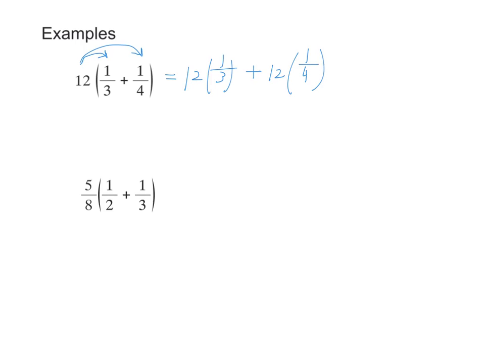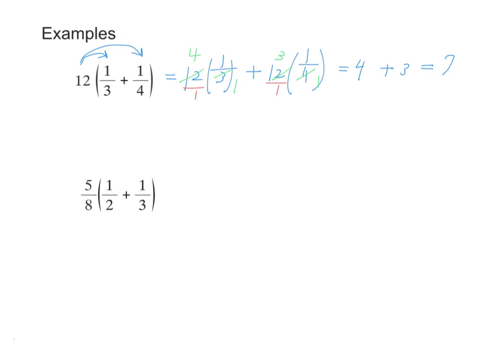Since 12 is technically a fraction, it's over 1, I can do some cancellation. Three goes into 12 4 times. 4 goes into 12 3 times. And I'm left with 4 times 1 plus 3 times 1, or 7. This kind of avoids the whole idea of getting a common denominator inside. So something to think about.